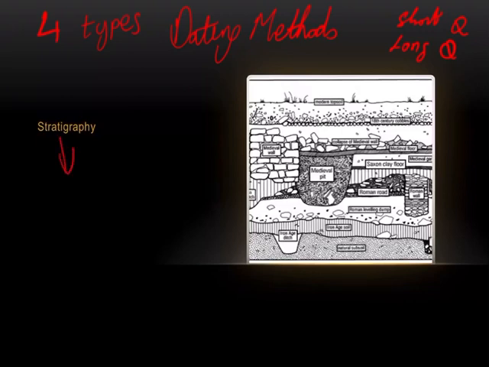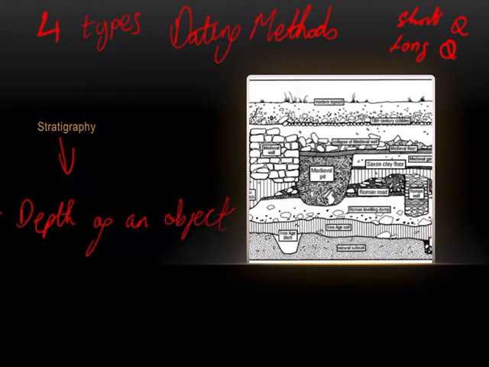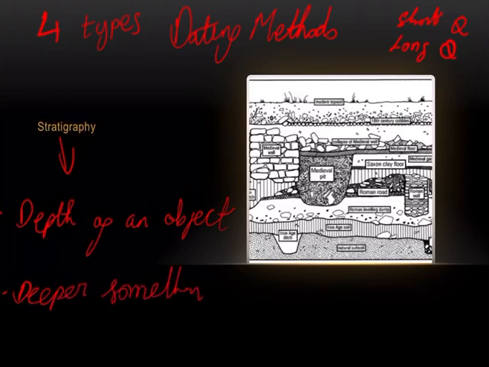So stratigraphy is the depth of an object, which you mostly know already, the depth of an object. So the deeper something is, the older it is.